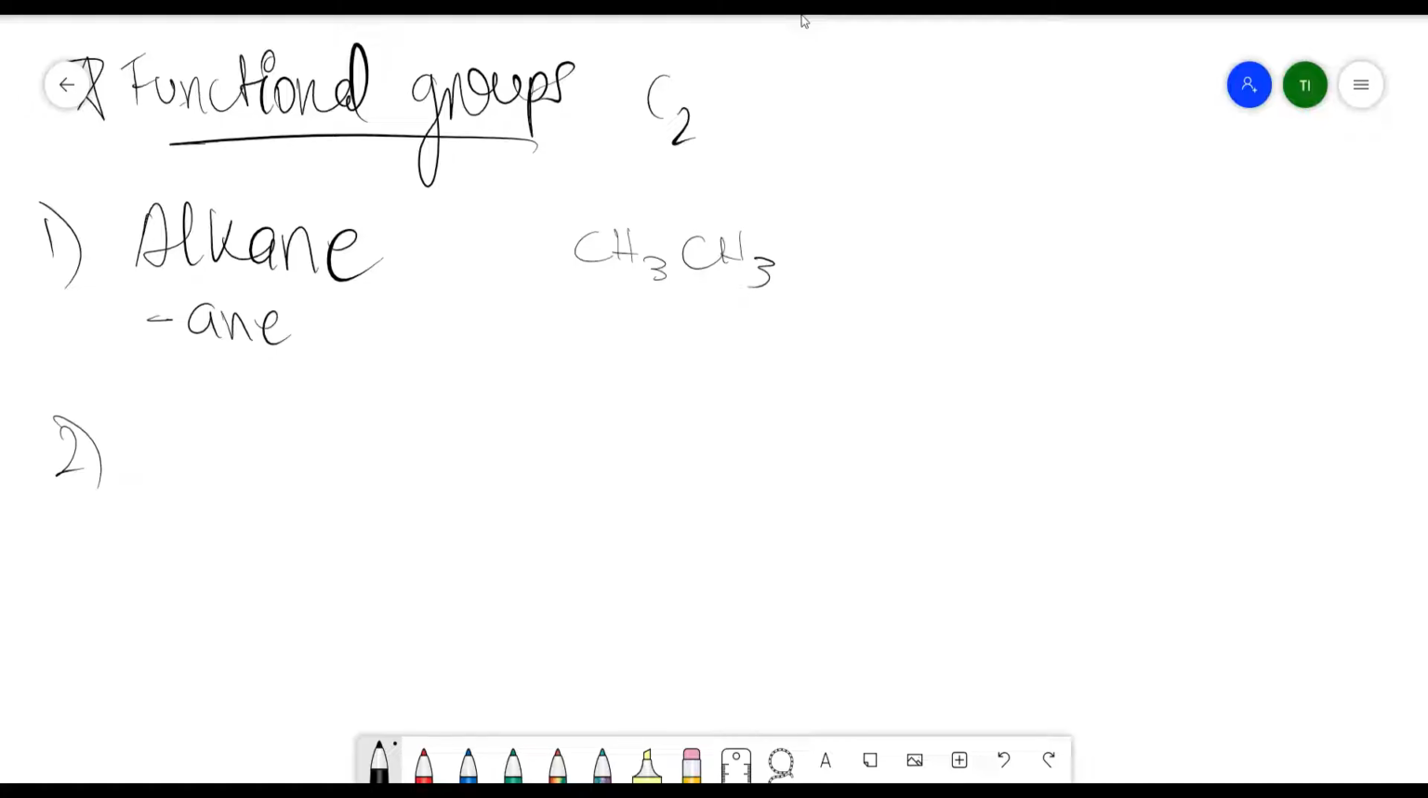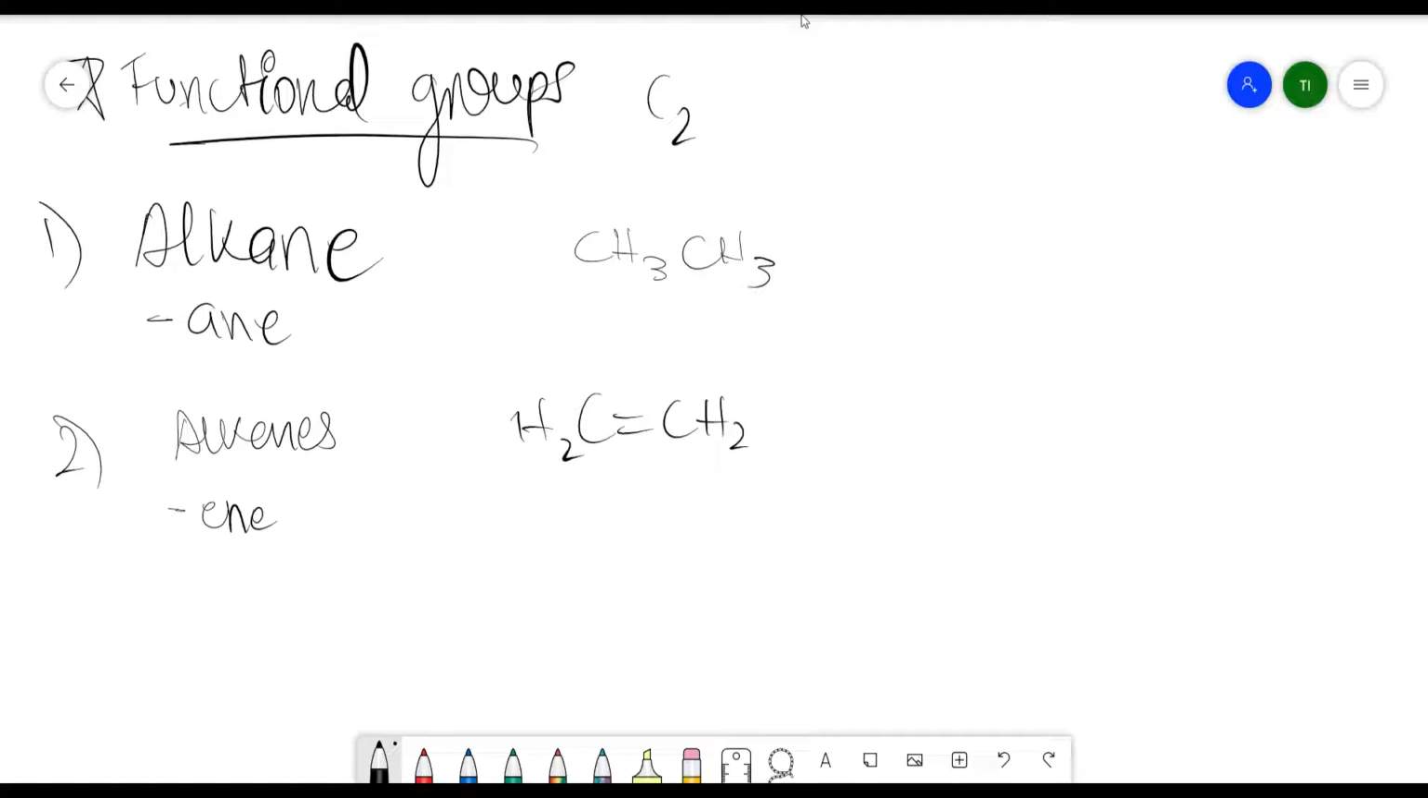The next functional group is alkenes. Alkanes are saturated, whereas alkenes are unsaturated, and they end with "ene." For alkenes, you have to give the number at which the double bond is present. Alkenes have double bonds, right? So for alkenes, for example, C2 would be CH2.